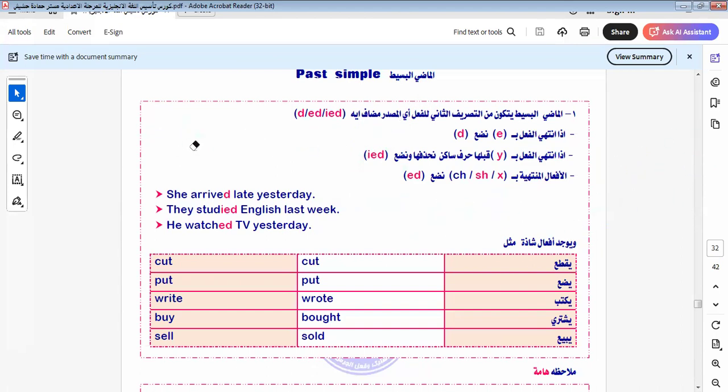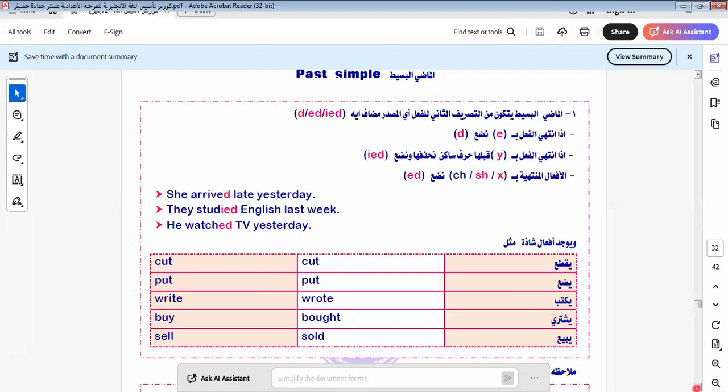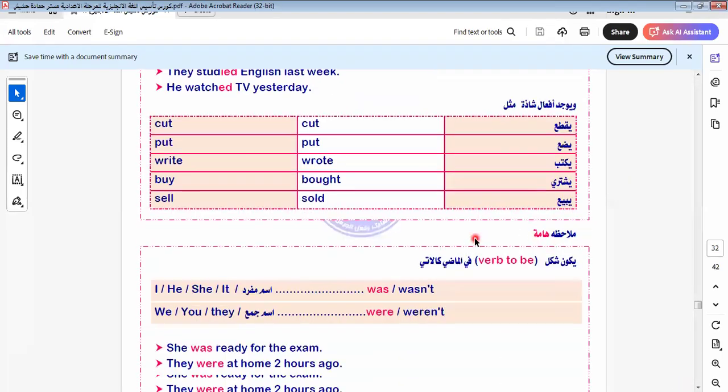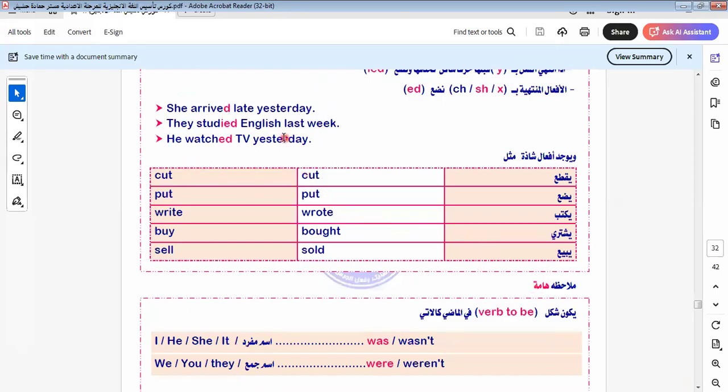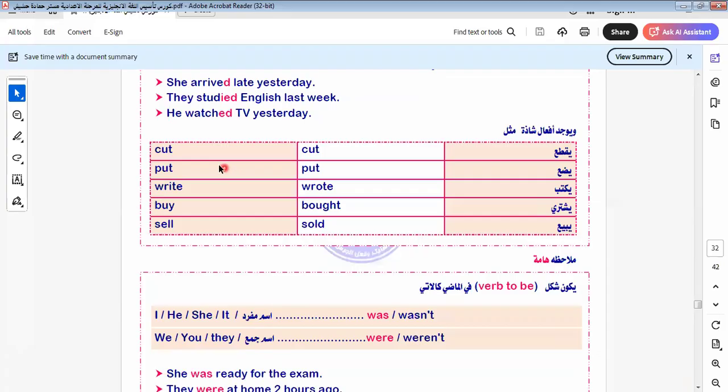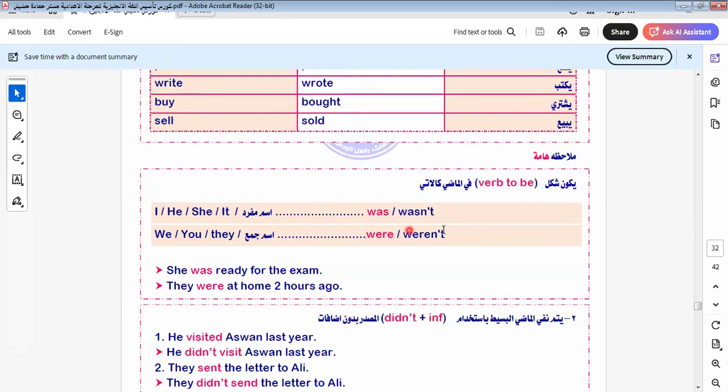Let's continue the rest of our lesson. Here we have the verbs that add ed, or omit y and add ied. Here are the verbs that change. We have cut, put, ride, rode. These are irregular verbs. Bought here is an irregular verb. Still, sold is an irregular verb.